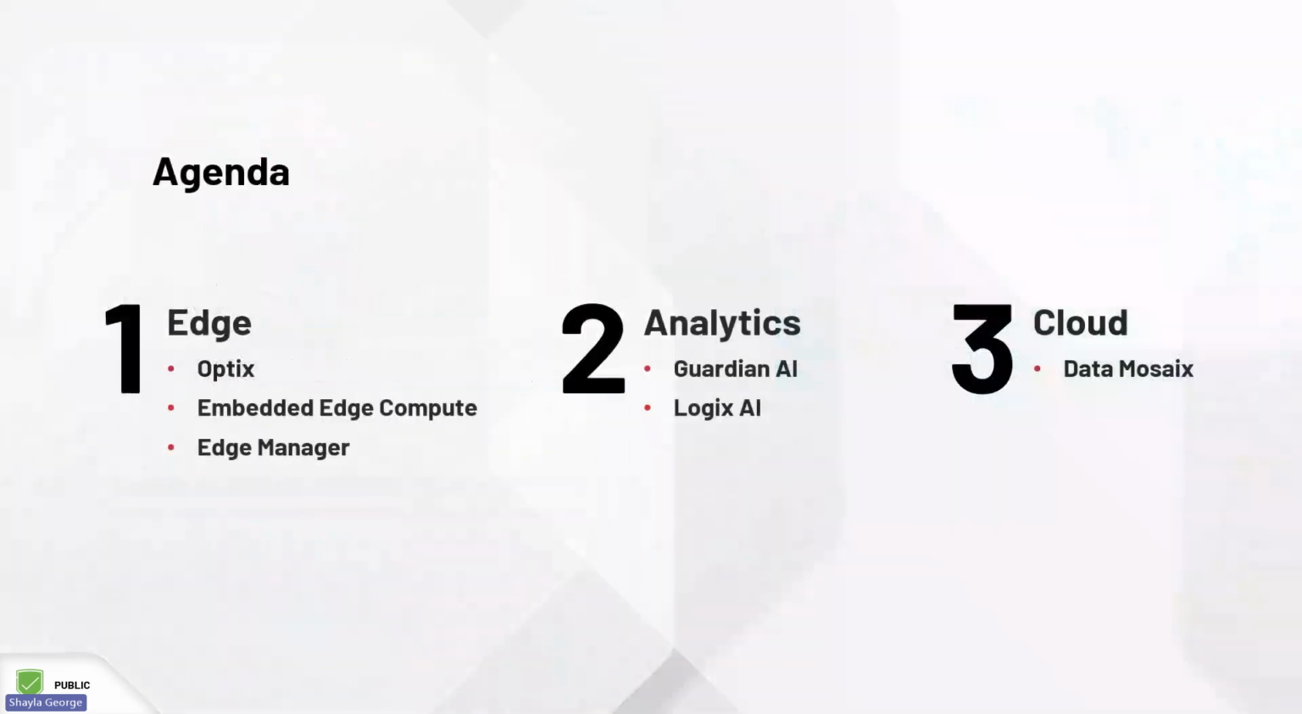Here is just a little agenda to go over what products we'll talk about. We'll start out with some of our edge offerings, or some of our offerings in our portfolio that can give you some of the edge capability. Starting off with FactoryTalk Optix, the embedded edge compute module in conjunction with FactoryTalk Optix, as well as FactoryTalk Edge Manager. Then we'll jump into some of our analytics offerings with Guardian AI as well as Logix AI. And then lastly, we'll jump into a cloud offering, which is FactoryTalk Data Mosaix.